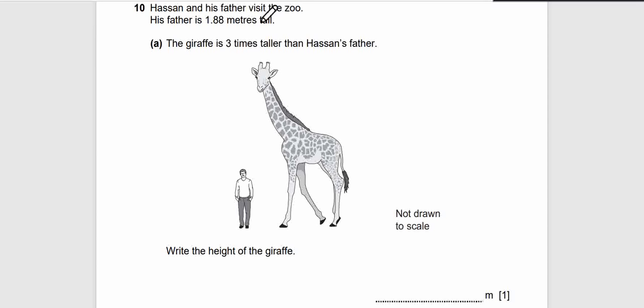His father is 1.88 meters tall. Question A. The giraffe is 3 times taller than Hassan's father. Write the height of the giraffe. So 10 seconds from now.